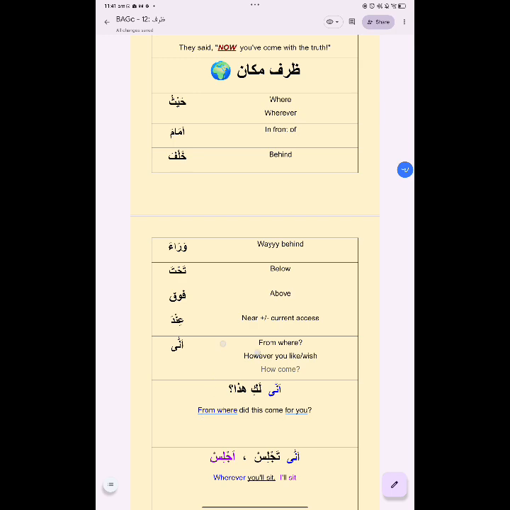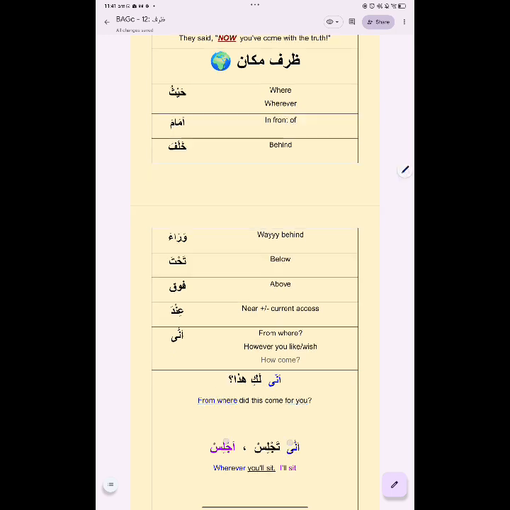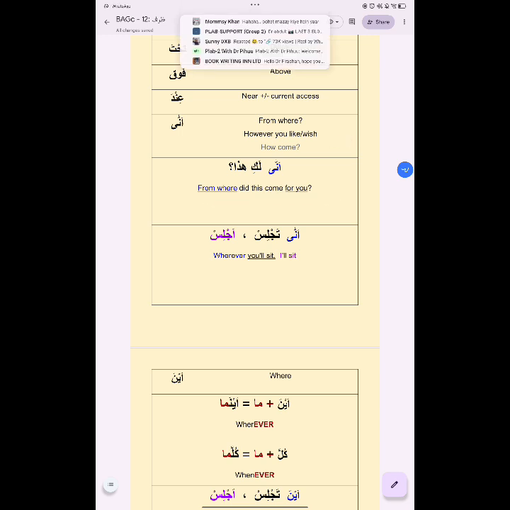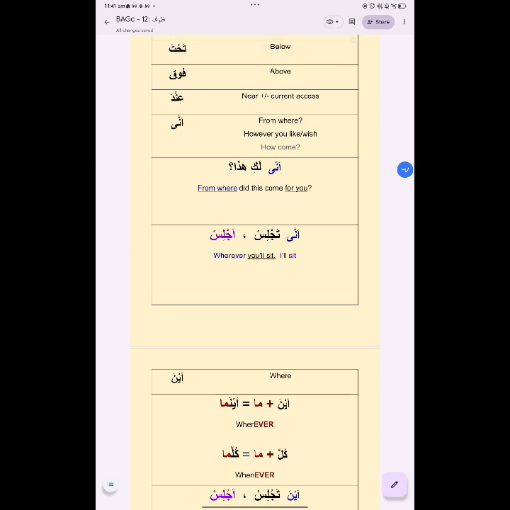Then you've got anna, which means from where, or however you like or wish, or how come. Anna laki hadha? From where did this come to you? Then you've got another example: anna tajlis ajlis. Wherever you sit, I sit.